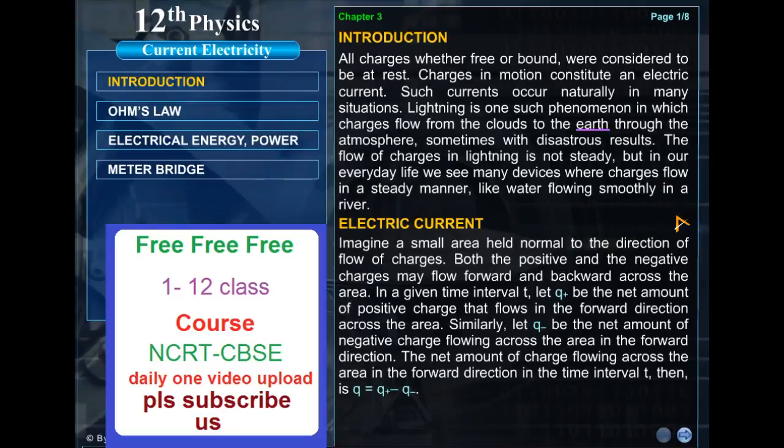Similarly, let Q negative be the net amount of negative charge flowing across the area in the forward direction. The net amount of charge flowing across the area in the forward direction in the time interval t then is Q equal to Q positive minus Q negative.